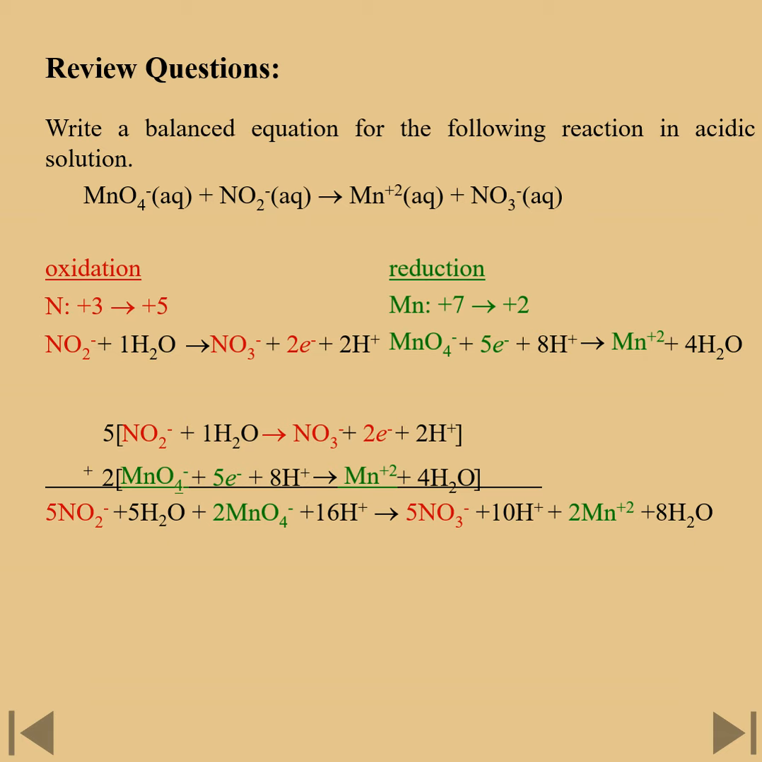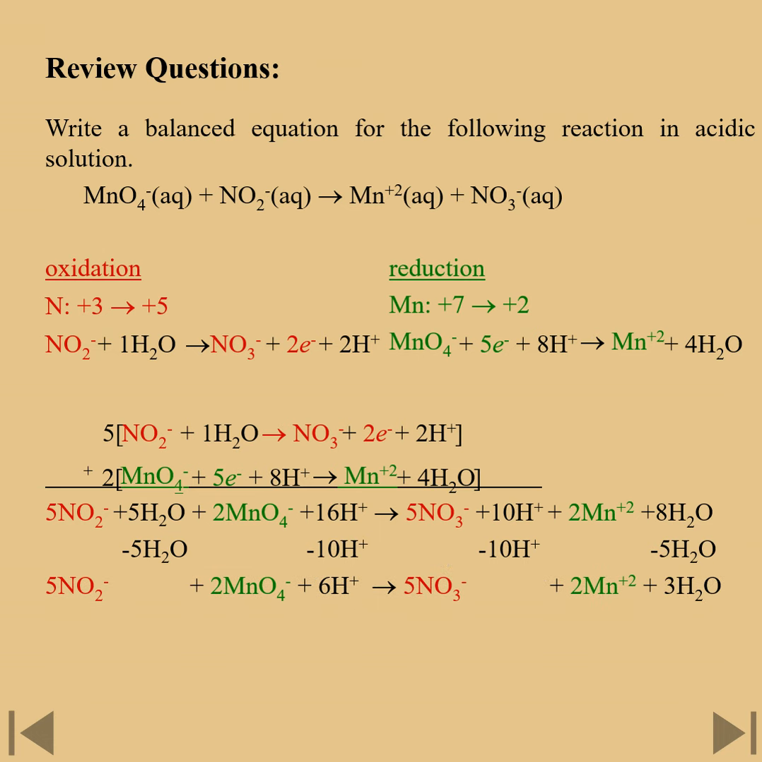I have both waters and hydrogen ions on the left and on the right, so I subtract the smaller of these numbers from each side, and that's going to cancel the waters from the left and the hydrogen ions from the right, leaving me with 6 hydrogen ions on the left and 3 waters on the right. And there's my final balanced net ionic equation.